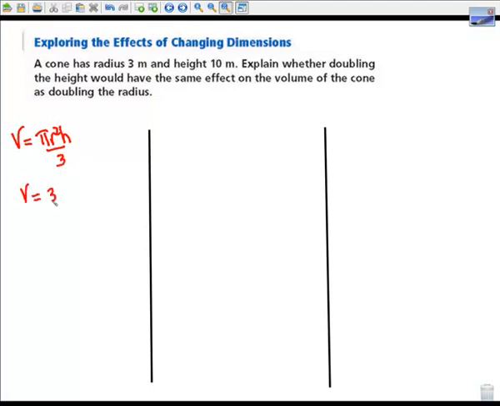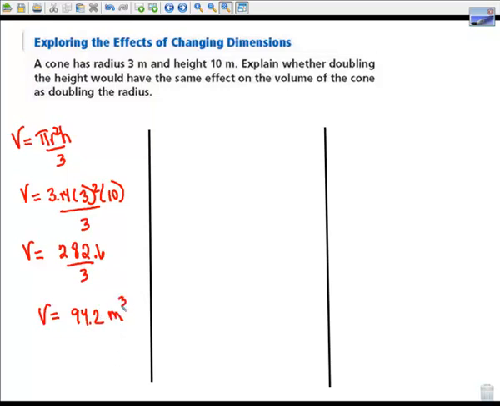So the original volume is pi. Radius is 3, so 3 squared. The height is 10. Divide by 3. So 3.14 times 9 times 10. So 94 and 2/10 meters cubed.